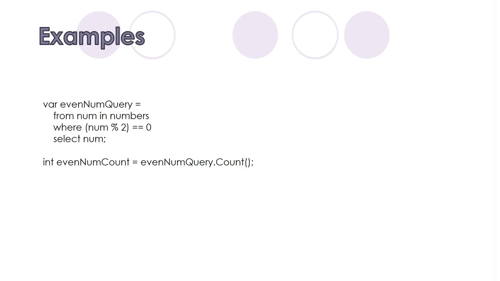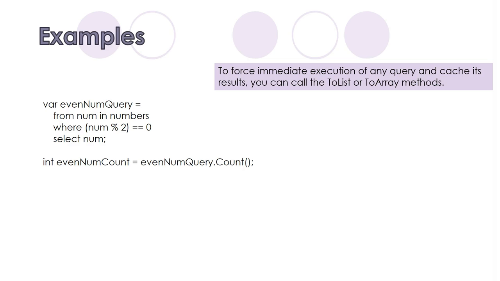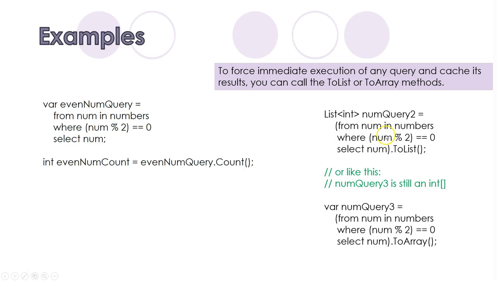In this example, you can see that there is a variable query from num in numbers, where num is this. It is the same example that we did earlier. The output was 0246. So it doesn't execute here, but if you write a variable even num count and you do even num query.count, it will return the count of the numbers that you had in execution, which was 4. To force immediate execution of any query and cache its results, you can call the toList or toArray method. So here you have list num query 2 from num in numbers, with num mod 2, and then toList. You are adding everything that you got into num query 2 as a list or as an array.